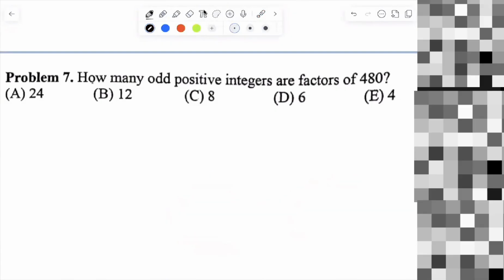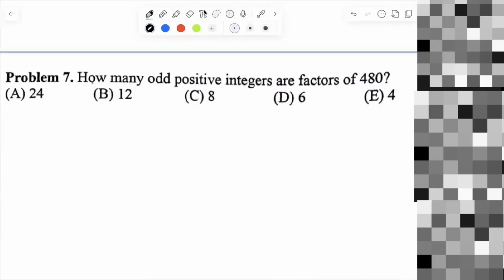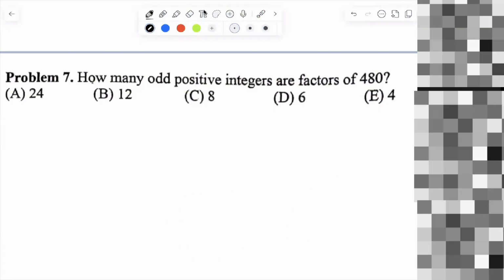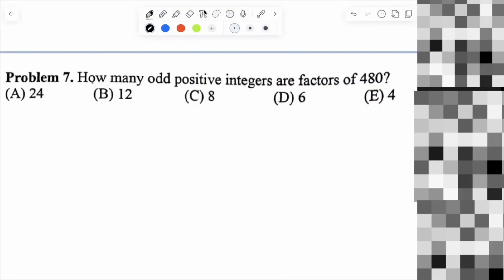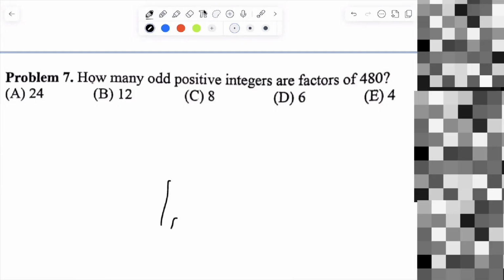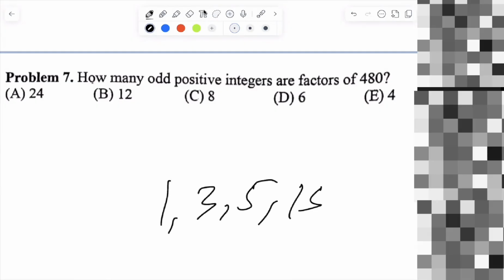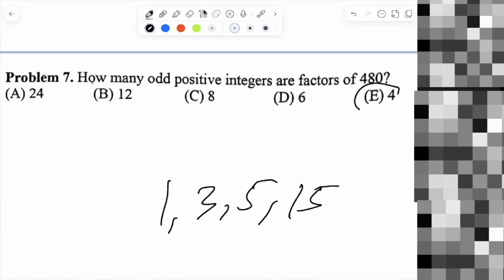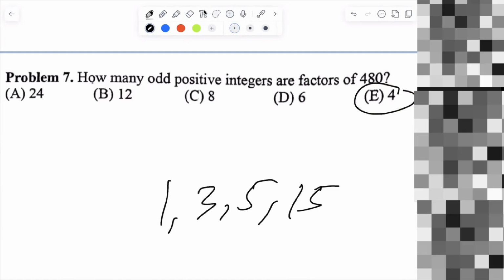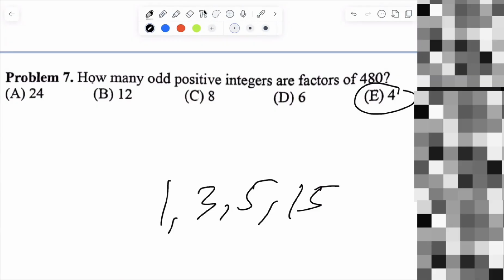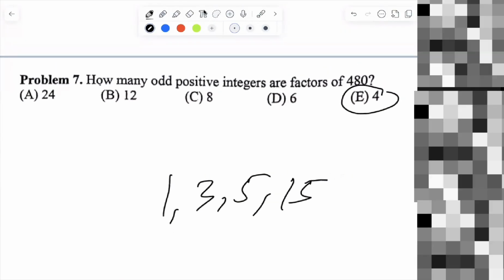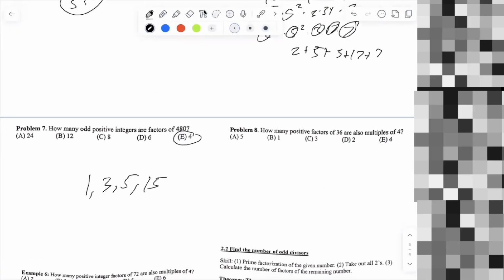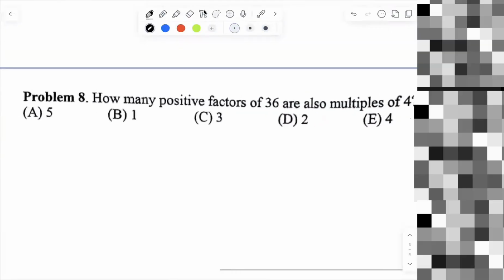If I'm correct, it's going to be 15. So that's going to be 1, 3, 5, 15, since 15 has 4 factors. From here, the answer is just going to be E, since they're all the odd positive integers that divide into 480. Now let's move on to problem 8.